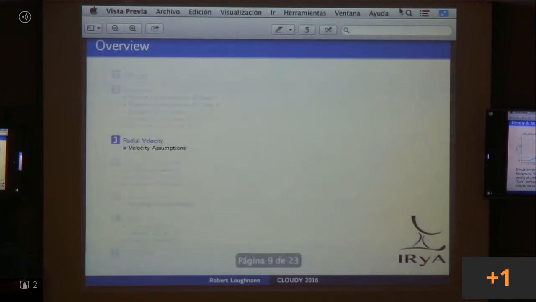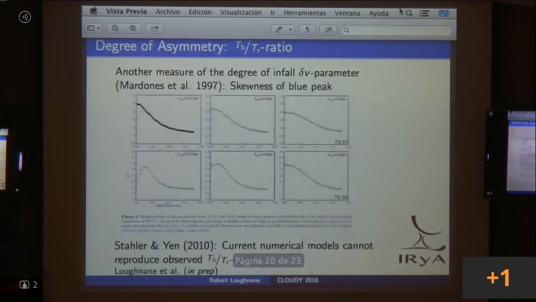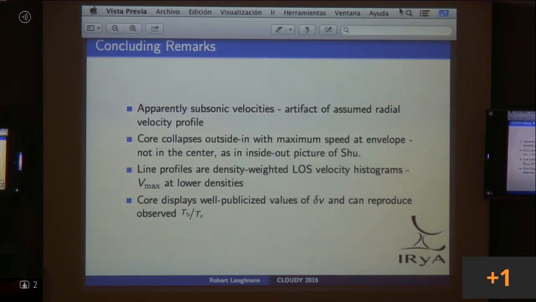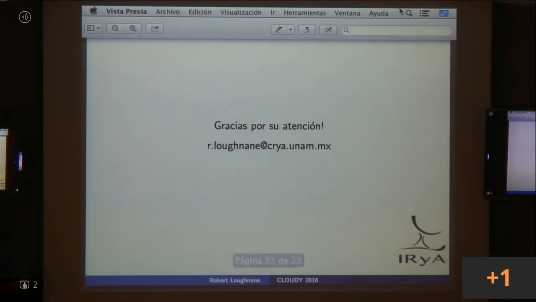So in that conclusion, we're stating that the reason why this subsonic idea is floating is because the maximum velocities are being missed by relatively coarse beams. The core is able to display well-publicized values of the Mardones parameter, delta V, and provisionally at least, it's able to reproduce observed TBTR ratios towards low-mass cores. And gracias por su atención.